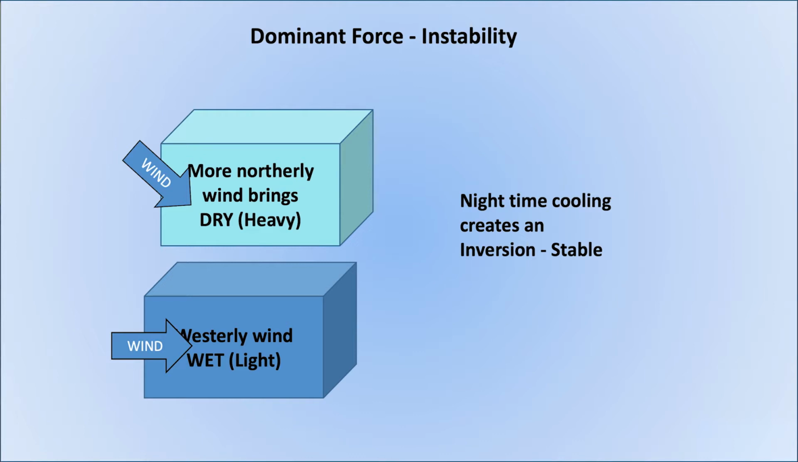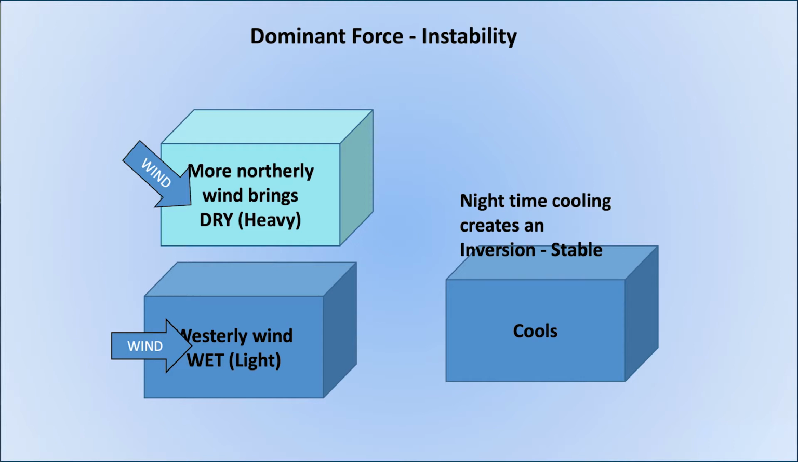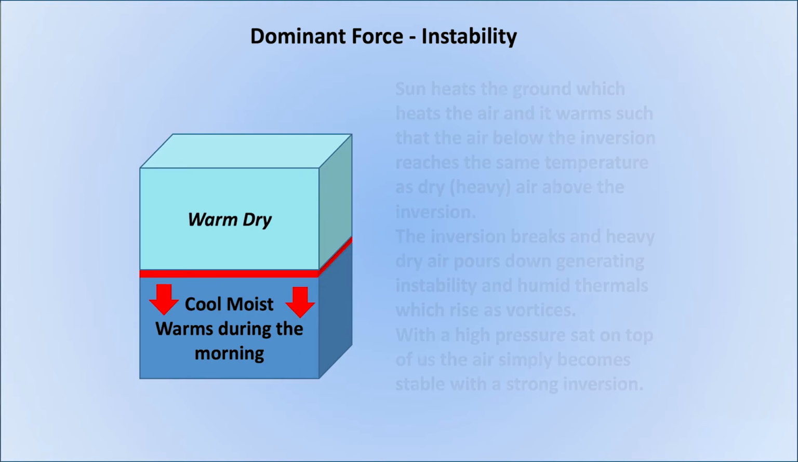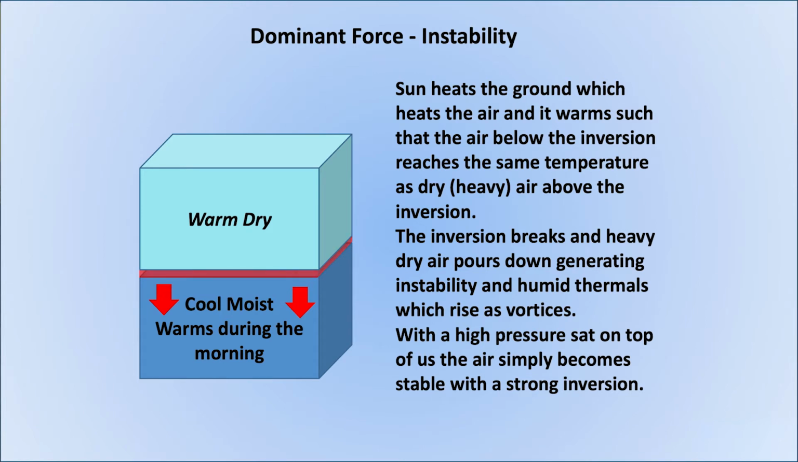Nighttime cooling creates an inversion and the bottom layer becomes very stable as it cools. In the morning then, the sun heats the ground, which heats the air, and it warms such that the air below the inversion reaches the same temperature as dry, heavy air above the inversion. The inversion breaks and heavy, dry air pours down, generating instability, and humid thermals rise as vortices. With high pressure sat on top of us, the air simply becomes stable with a strong inversion.